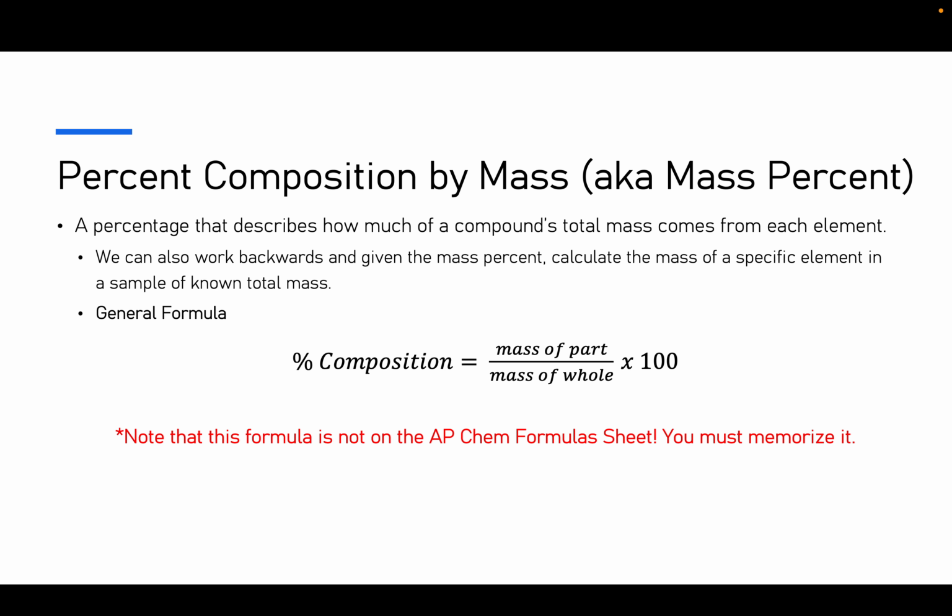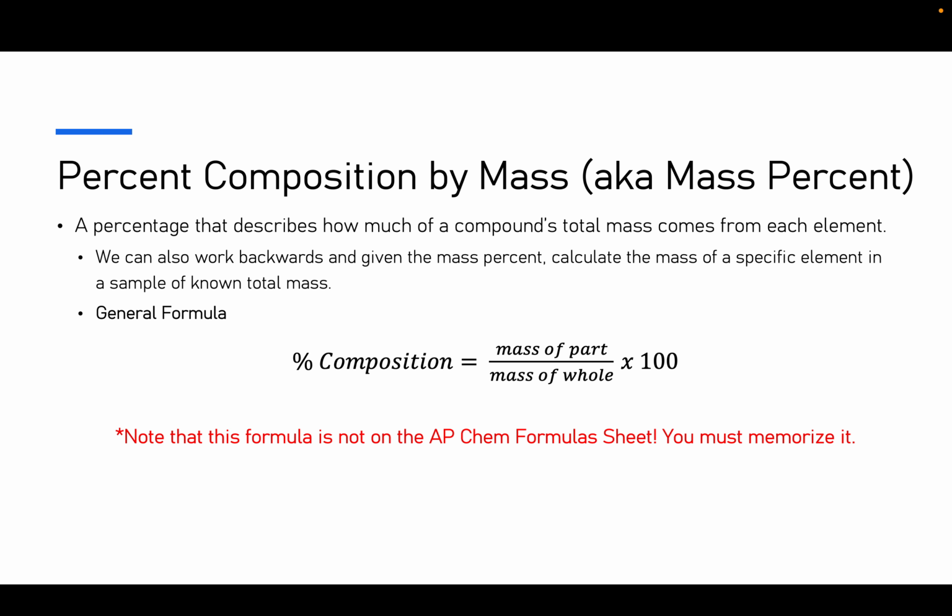If you're given the mass percent and the total mass of the compound, you might need to calculate the mass of a specific element. So either direction. Both of these are predicated on the formula that's in front of you. It's not on the formula sheet, so I put a note there, so you do need to memorize it. But if you notice, it's really just a percentage. It's the same way you take the percent of anything. So I think the key here is just remembering that that's what it is.